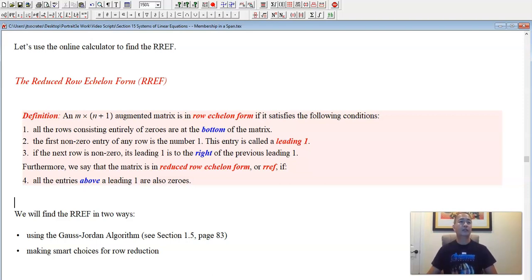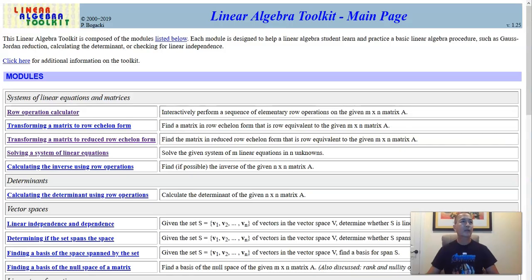So the 4th condition will make the matrix into an REF, and that is all the entries above a leading one also have to be 0. So let's proceed to our online calculator. So here we are, and in our last video, we used the row operation calculator. So to see the Gauss Jordan algorithm at work, we are going to use this routine, which will transform a matrix automatically for us into the REF.